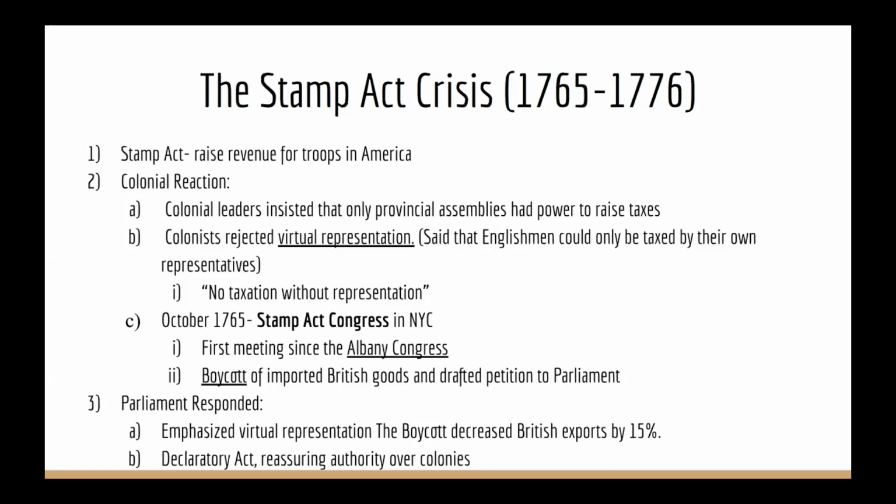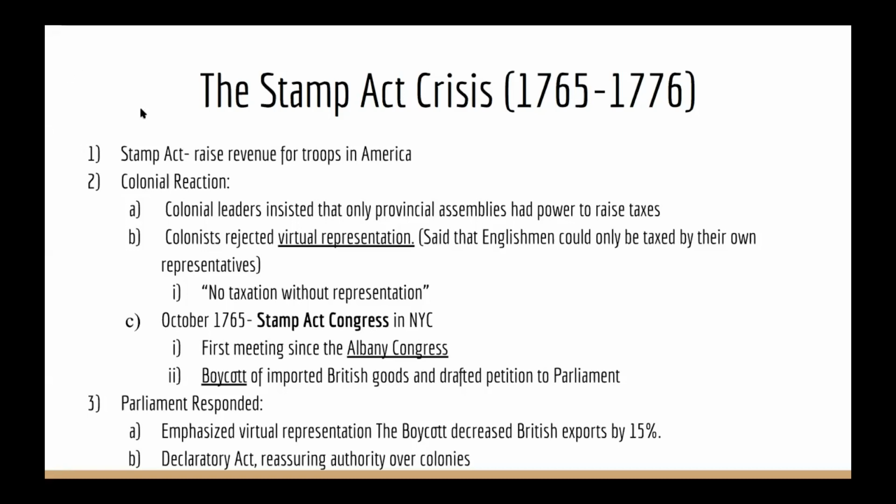So the Stamp Act crisis happened around 1765 to 1766. Basically, the Stamp Act was to raise revenue for troops in America. In addition to repaying debt, Britain also had to have troops in the colonies to protect the colonists, right? Because even though they weren't physically attached, Britain was still kind of like the mother country for much of the colonies.